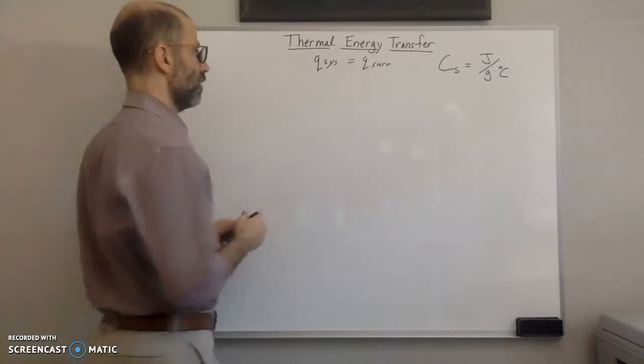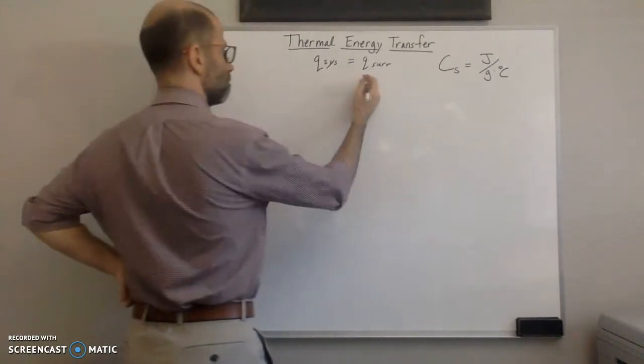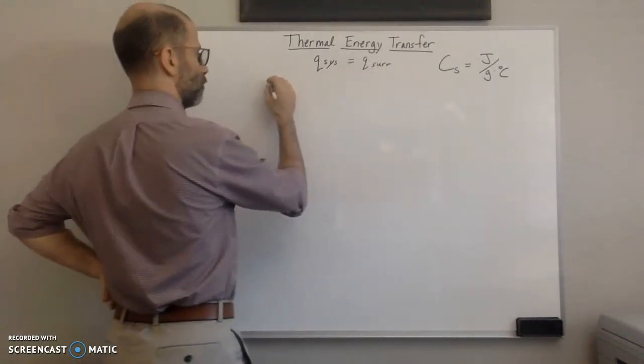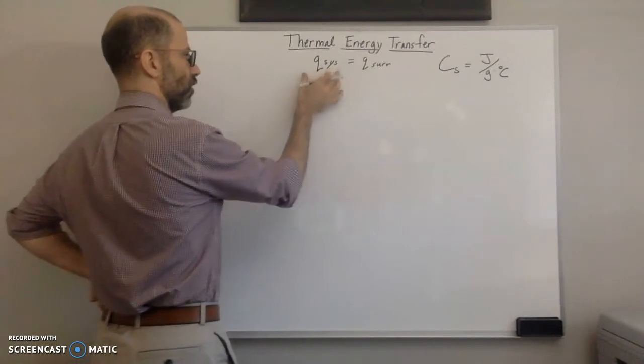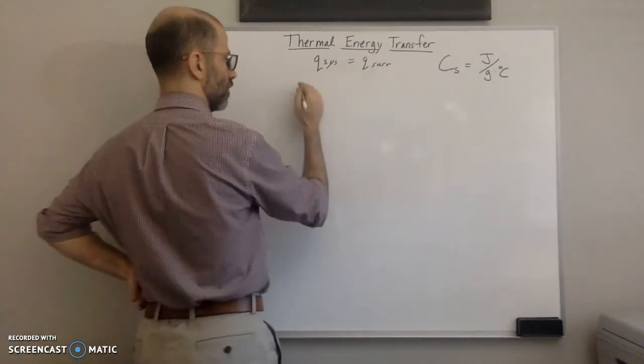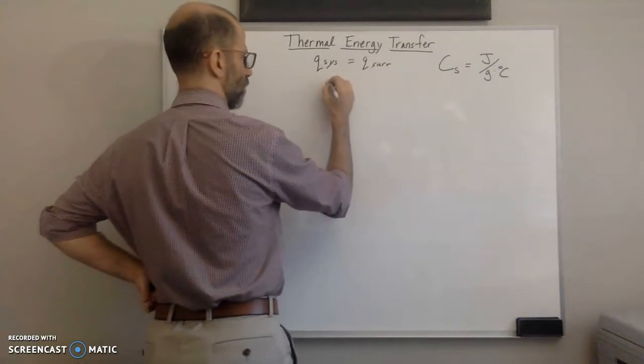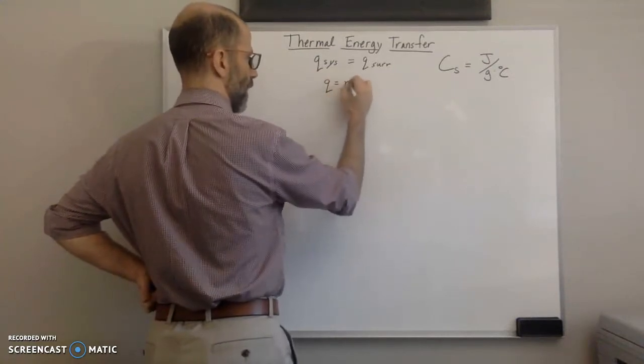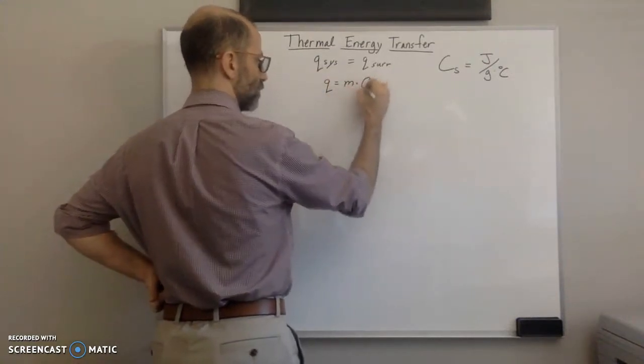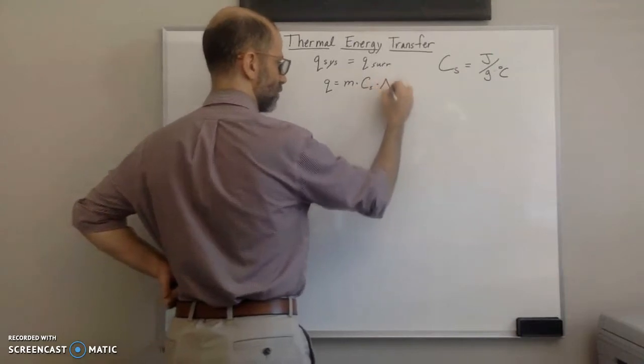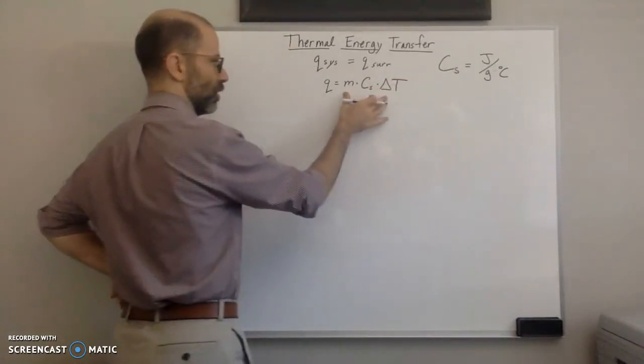Then I would replace Q of the system with the equation. The general equation we said was Q is equal to mass times the specific heat times the change in temperature.